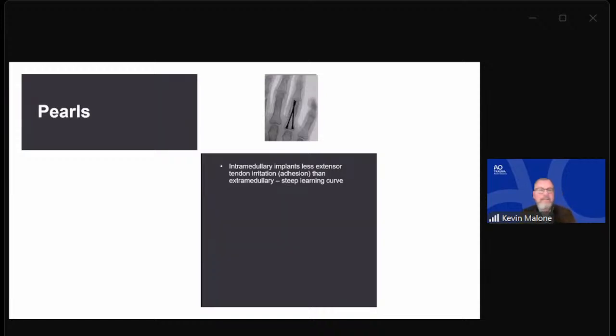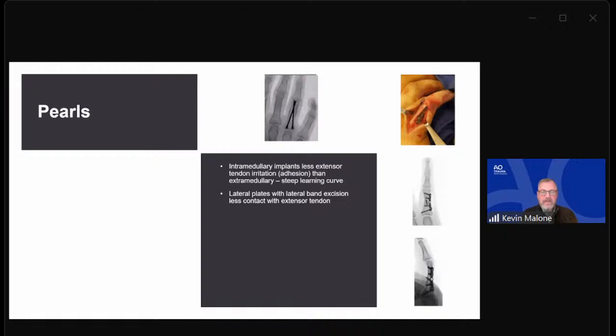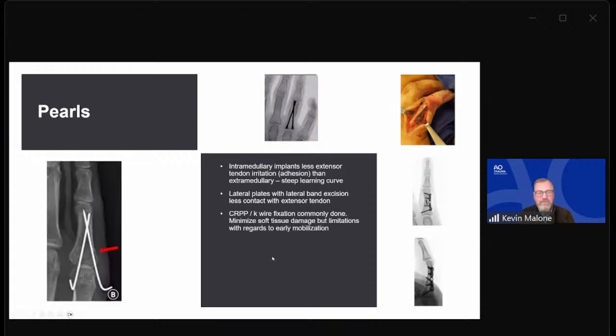But these have a very steep learning curve, and they can be very frustrating because of the size of these bones, particularly in more comminuted or unstable fracture patterns. Lateral plates, as Dr. Mezera showed us in some of her cases, have less contact with the extensor tendon. You can excise a lateral band to allow for retraction of the extensor tendon in the other direction, and then leaving that plate on the lateral or dorsolateral side with minimal extensor tendon contact may result in less tendon adhesion formation and earlier range of motion.